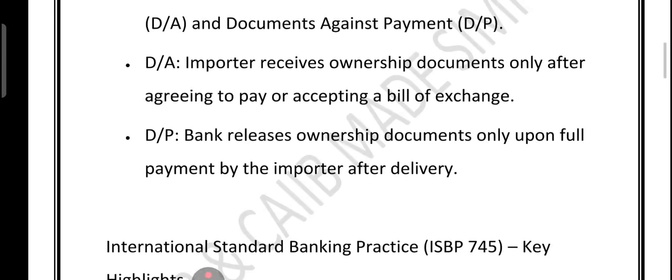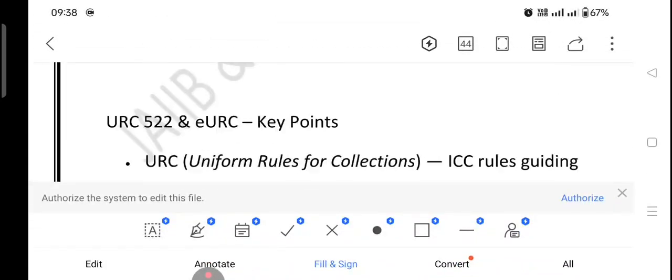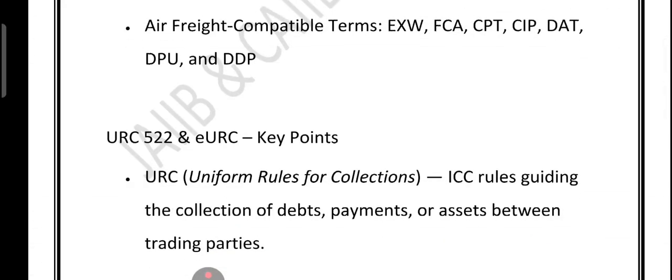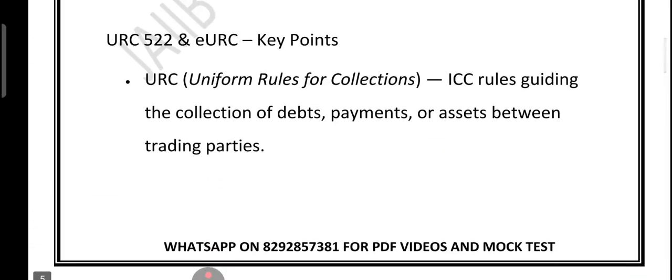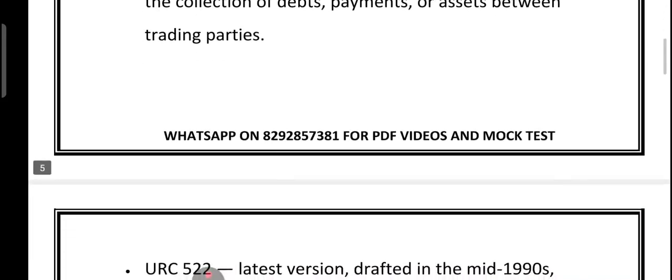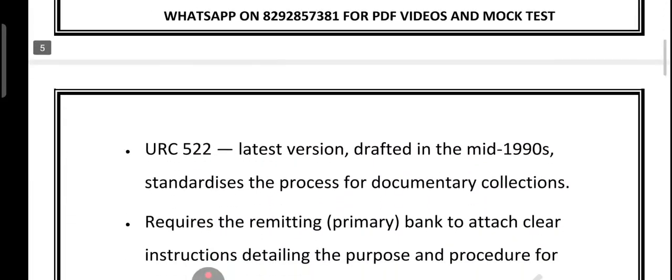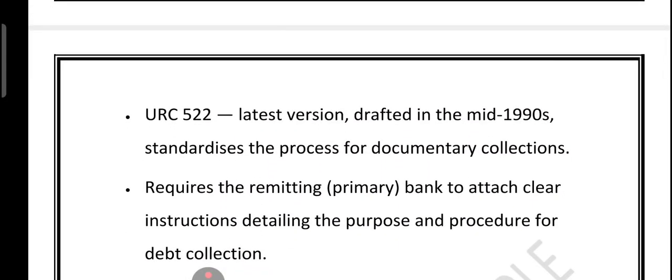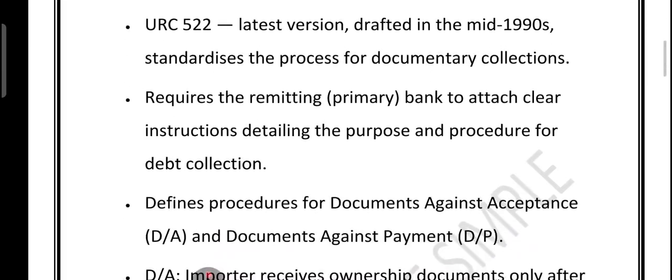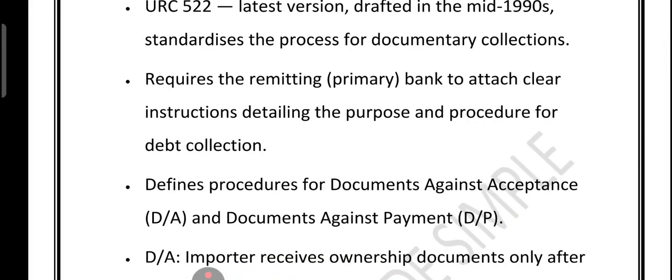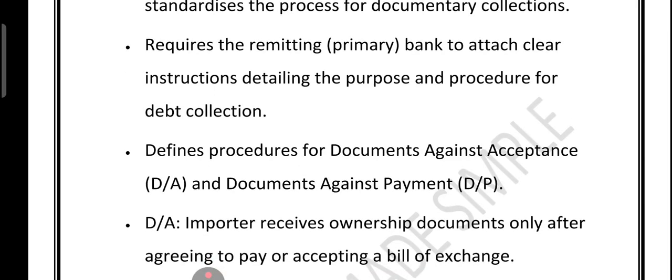So let's quickly revise. We talked about the URC 522. I told you this is the ICC rule for collection between trading parties. This is the latest version for documentary collection. I told you the remitting bank must give clear collection instruction. DA, I told you, is where the ownership document is given after accepting to pay later, and DP means the ownership document is given only after full payment of the amount.